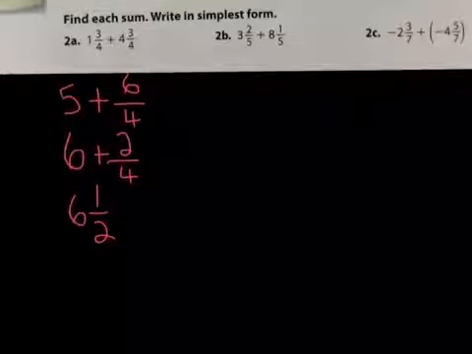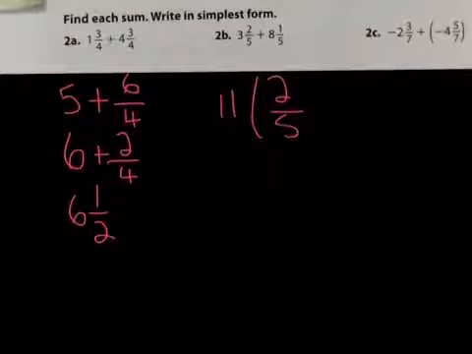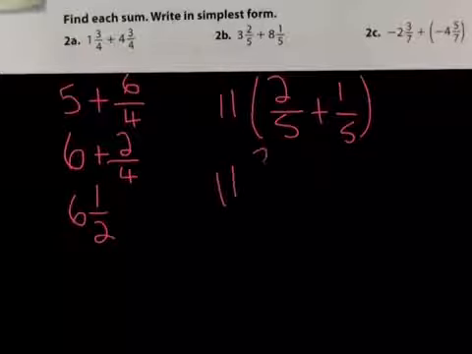Again, I have the common denominator, so I can just do 8 plus 3, or 3 plus 8, is 11. And now I'm going to add the 2/5 plus 1/5. Okay, and that will give me 11 3/5. So I was right, about 11 1/2, close.